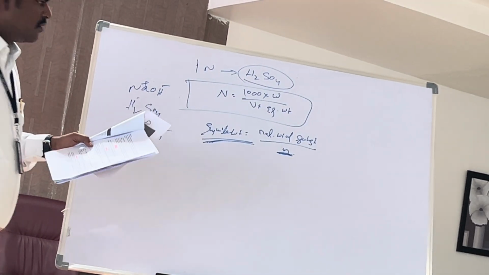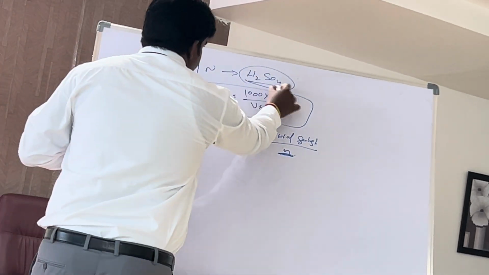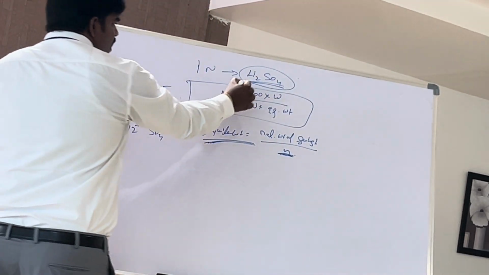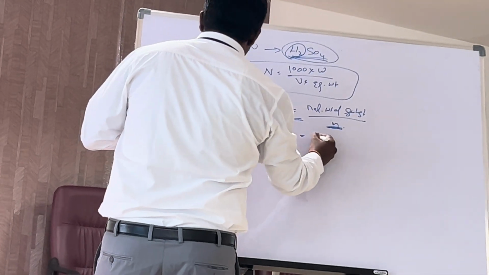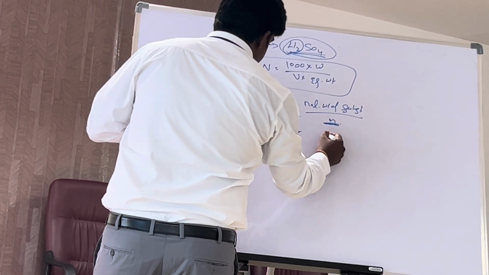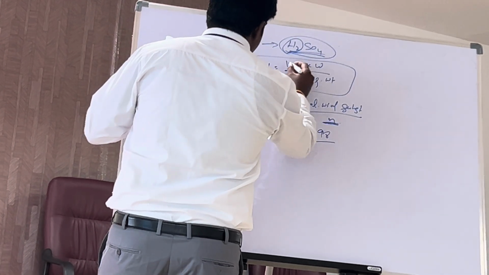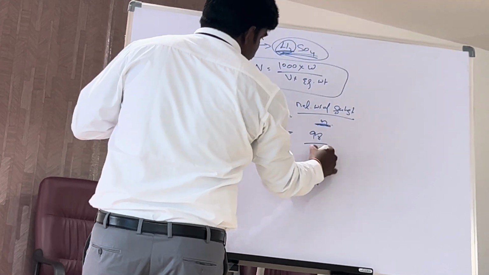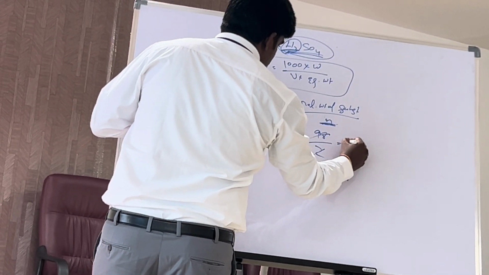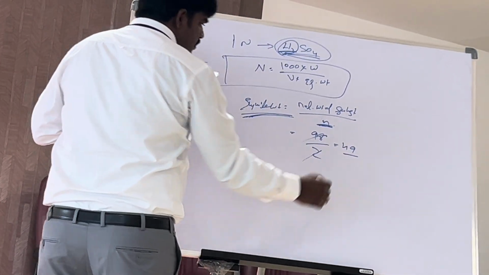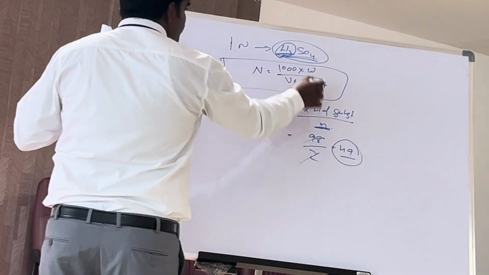The simplest way: we need to prepare H2SO4. Here, how many hydrogen ions, H plus, are there? 2. The H2SO4 molecular weight is 98. 98 divided by how many hydrogen ions? 2. 98 divided by 2, you will get 49. These values you can directly include here.